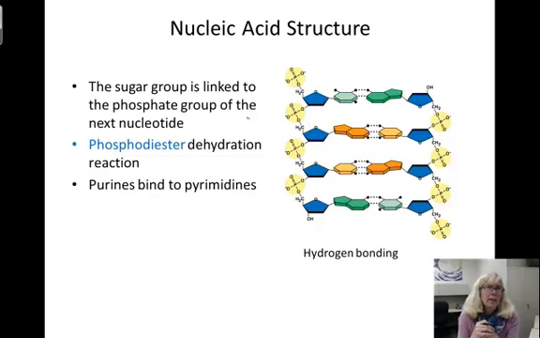When a nucleic acid polymer is formed, the sugar group from one nucleotide is bound to the phosphate group of the next. This is called a phosphodiester dehydration reaction. When nucleic acids are double-stranded, the bases form hydrogen bonds to keep the 2 strands together.